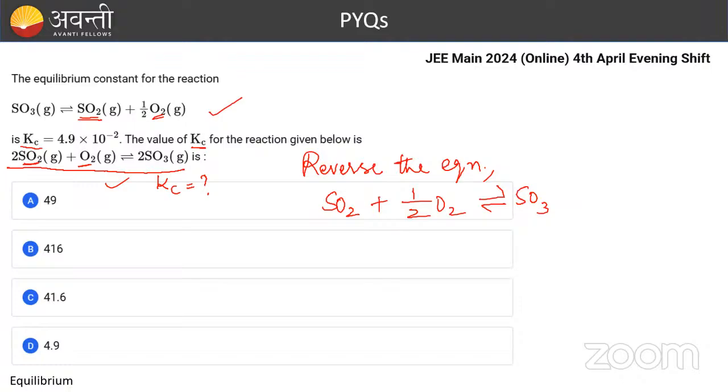Since I have reversed this equation, the new equilibrium constant Kc dash will be the reciprocal of the old equilibrium constant. I told you in the first question itself, right? If you are reversing the equation, you have to take the reciprocal of the equilibrium constant. So that's what I have done. But still we did not get the desired equation. In the desired equation, we have 2 molecules of SO2.